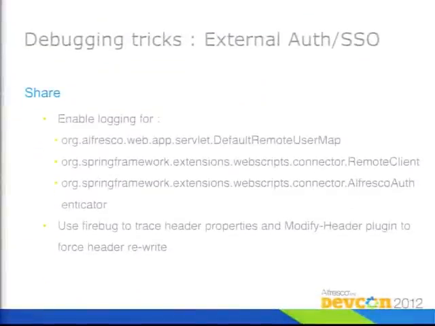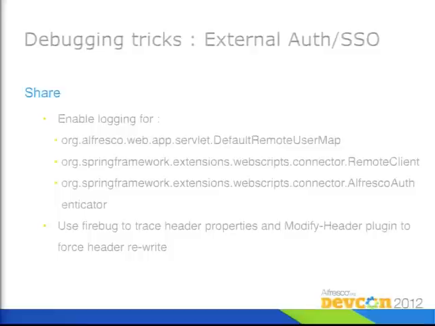Now for the Share side, you can enable the logging for the default remote user mapper, this class that normally gets the remote user from the requests. And I recommend enabling the debug for the whole package for the connector in order to have a deep view with details about how the communication is going on, how the communication is established between both applications, the Share side and the repository side.